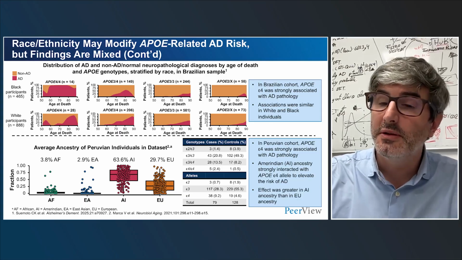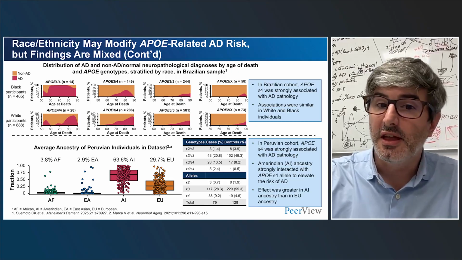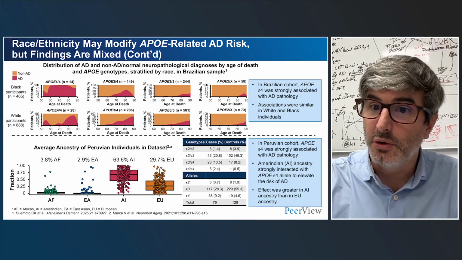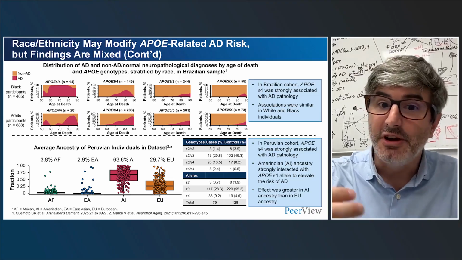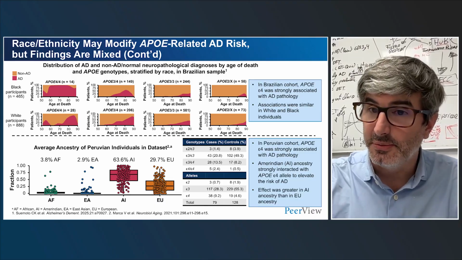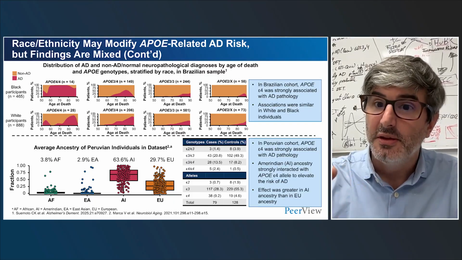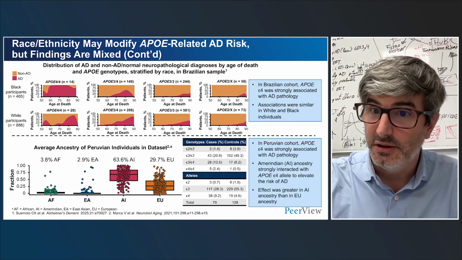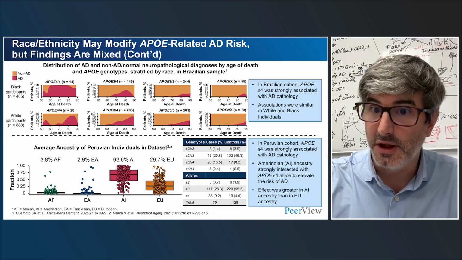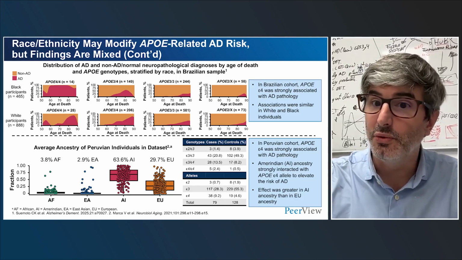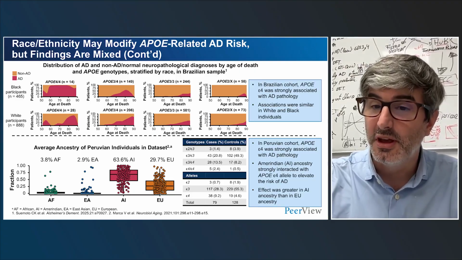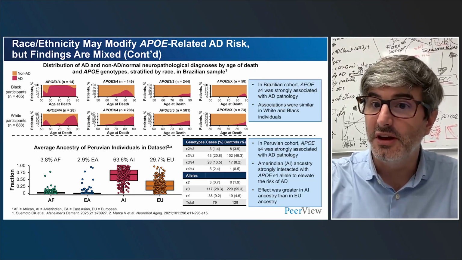And in the lower panel, we have the results from a cohort in Peru with Amerindian descent. In this study, people with Amerindian descent have an even higher risk for APOE4 carriers than those with European descent. So, as I said, mixed findings with respect to the risk conferred by race and ethnicity.